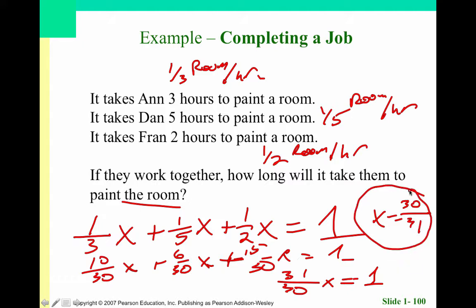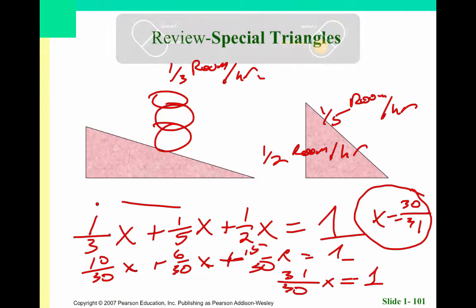You could figure out what that is of an hour. It's like 58 minutes. And it should make sense that Fran takes 2 hours to do one room, Dan 5. If they're working together, it's going to take them less than an hour, just shy of an hour. But this is kind of a rate problem, so you have to think of it a little bit differently. A third of an hour, because 3 hours to do one room, so a third of a room per hour, and so on and so forth. It's a little work problem there.